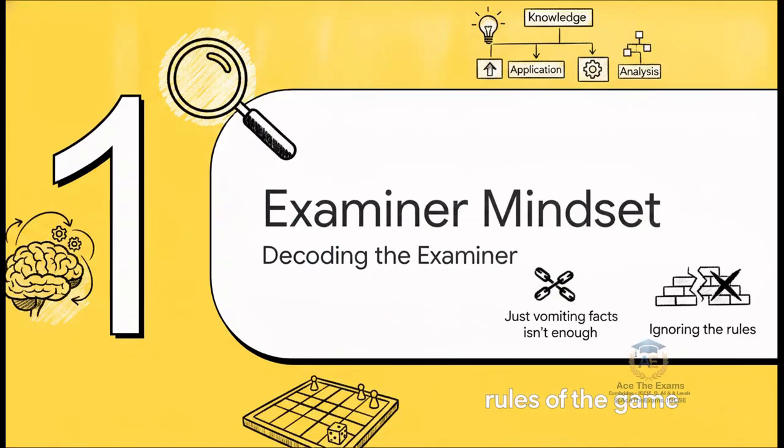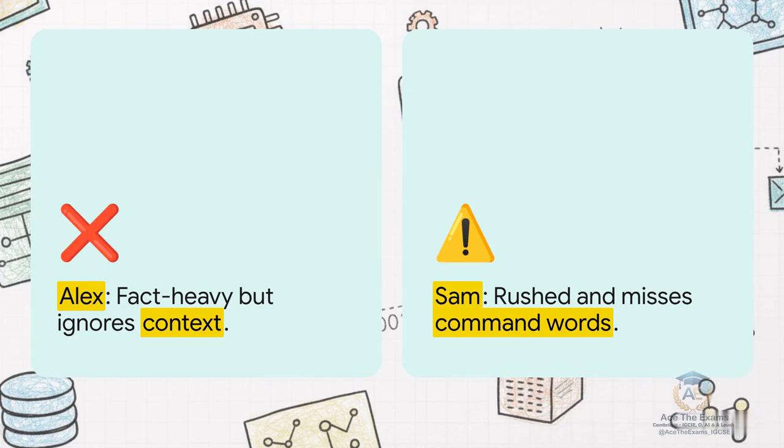All right, Act 1, decoding the examiner's mindset. Let's look at the absolute rules of the game. Look, in the Cambridge IT and computer science exams, just vomiting facts onto the page is not going to cut it. It simply won't work. The syllabus targets distinct cognitive domains. Sure, they want knowledge and understanding, but they massively test application and analysis.